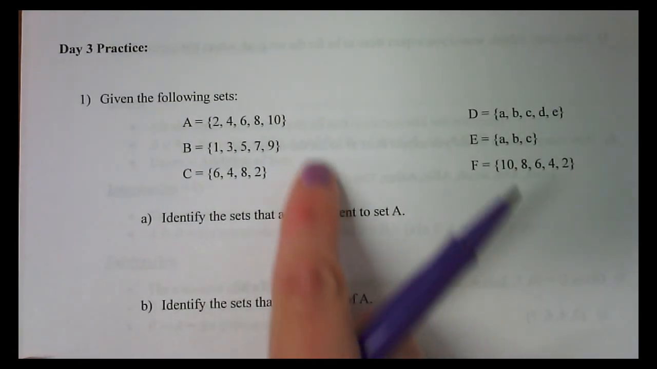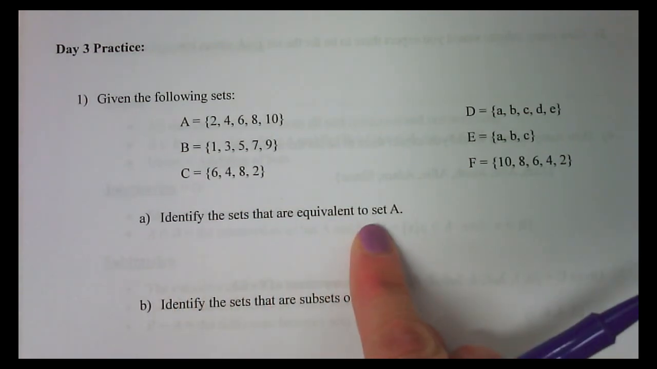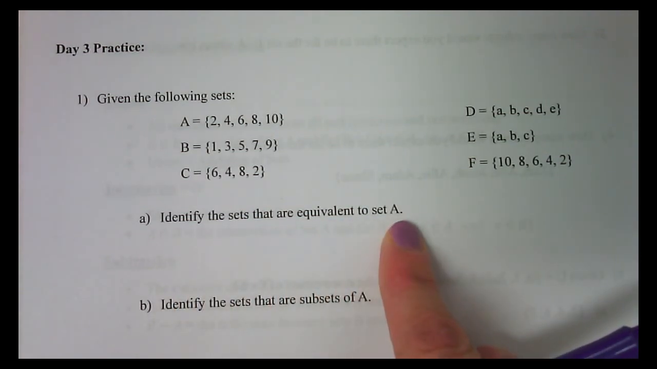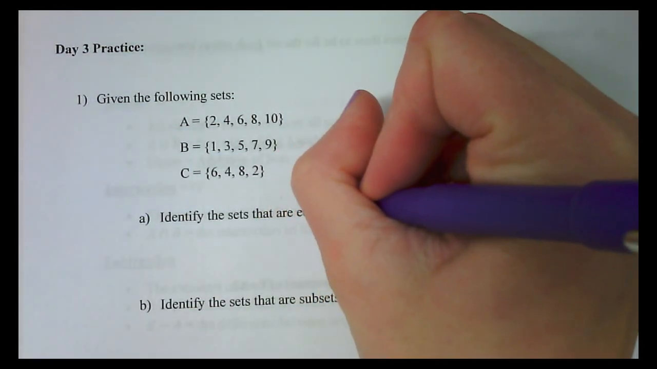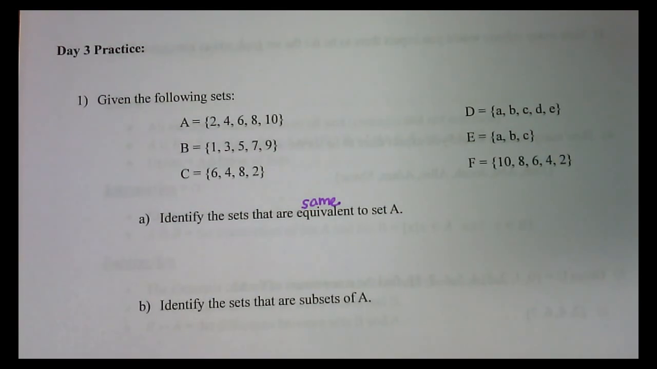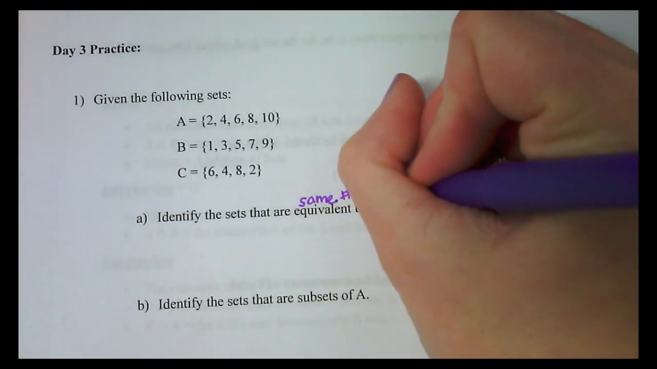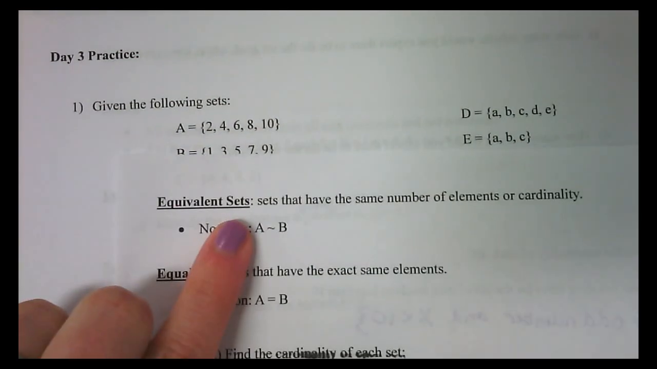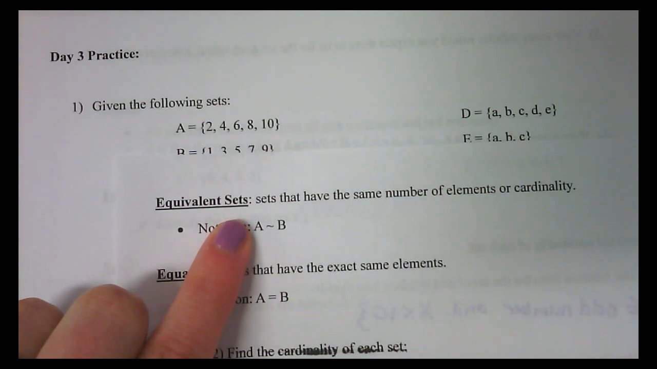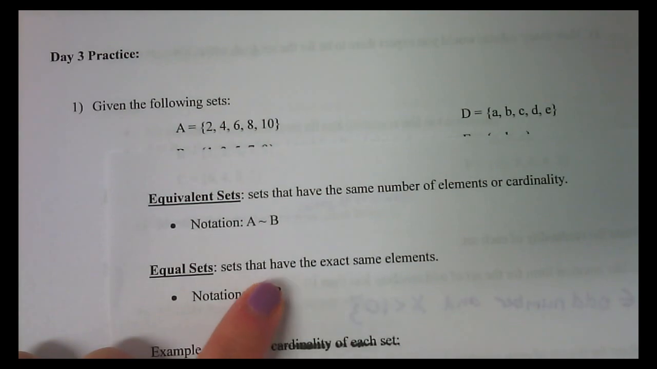Right, for our practice, we're given these 6 different sets here, and it says identify the sets that are equivalent to set A. So we learned before that equivalent meant the same. Let me go back. Same number of elements. Okay, that vocabulary word was at the top of page 5. Sets that have the same number of elements. Remember, equal sets are sets that are exactly the same.